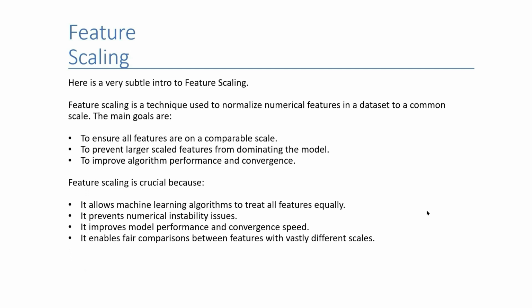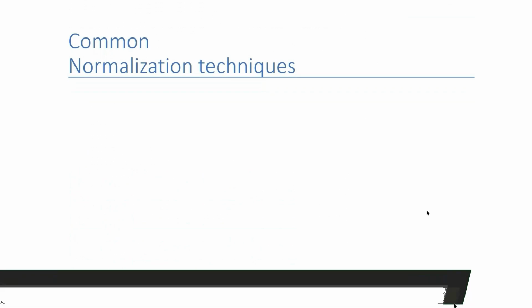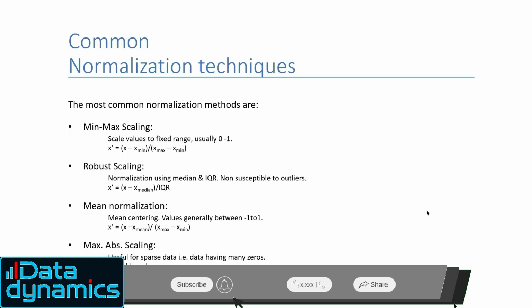The importance of feature scaling is the same as that of normalization, because normalization is a form of feature scaling. In addition to normalization, standardization is another feature scaling technique, but here we are not going to deal with standardization, we are only going to deal with normalization. So what are the few common techniques of normalization? Here is a list.